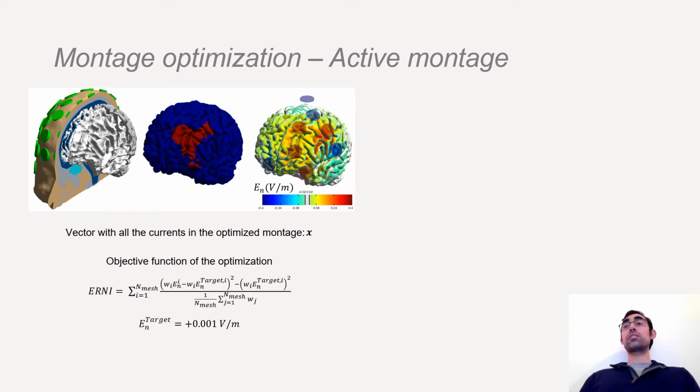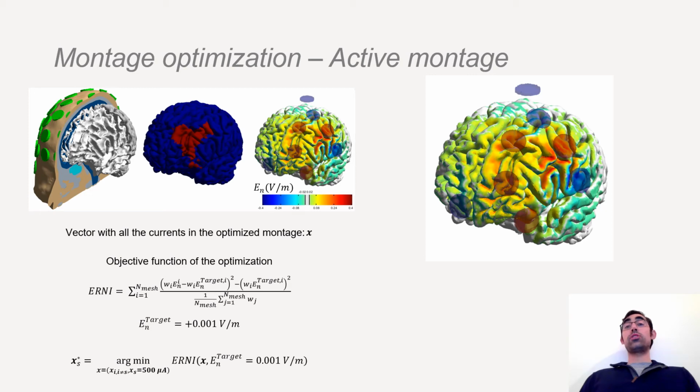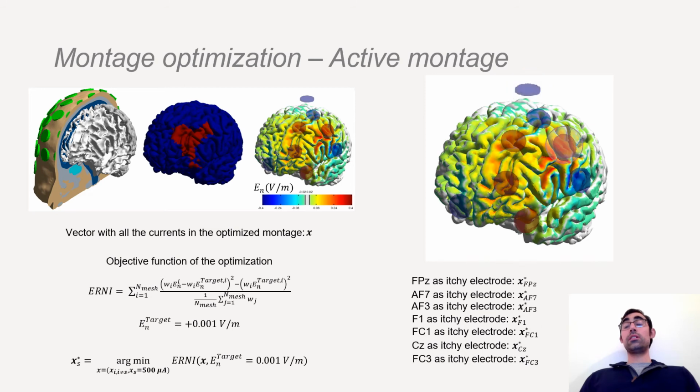Since we don't know which electrode is the best candidate for the itchy electrode, we will actually run 8 different montages. And for each montage, we will optimize for the Ernie expression, so we'll try to minimize Ernie, but set with a very low value of the electric field and imposing that the itchy electrode has a current of 500 microamps. So we will do this for all the positions in the active montage, and we will end up at the end with 8 possible optimized montages that will all induce a very low electric field on target.